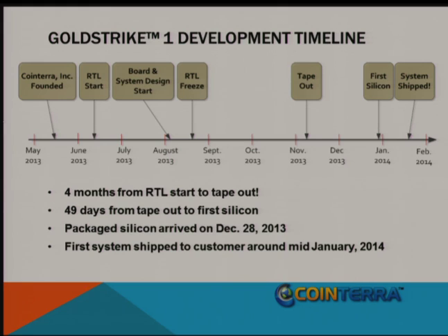The RTL development work for the Goldstrike architecture started middle of June of 2013, and we taped out our design on November 19, 2013. During this time, in parallel, the system design for the TerraMiner also started around mid-August. We received our first silicon on December 28, 2013.